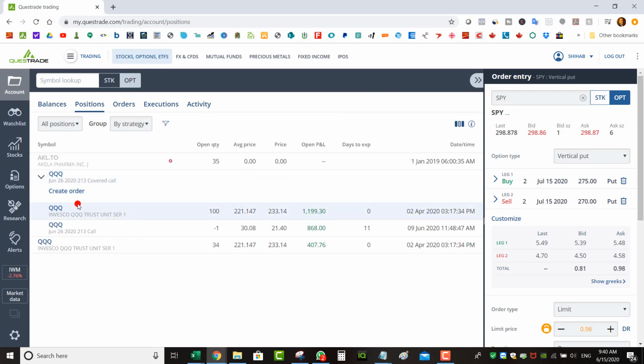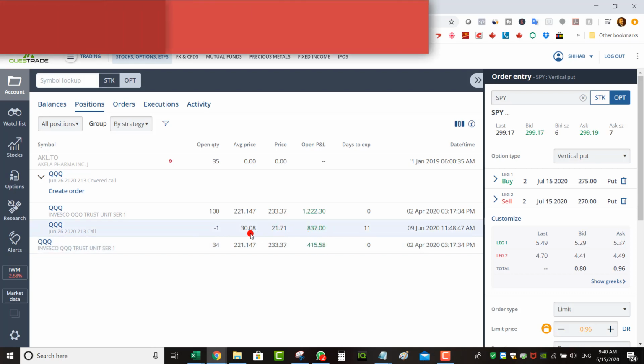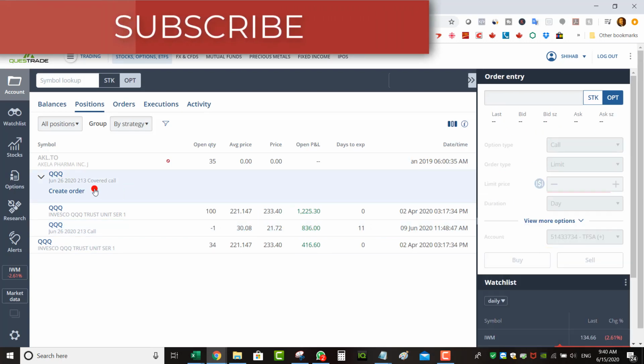It keeps going up. So now here I'm looking at my covered call on the QQQ. As you can see, I am down on the covered call because my short strike is 213 and the Q is trading at 233, and my purchase price on the Q is 221. So I don't want to lose my shares at 213 because my purchase price is 221.